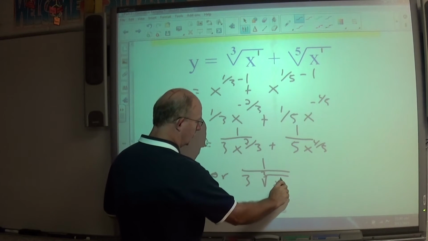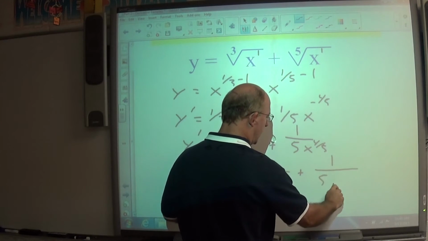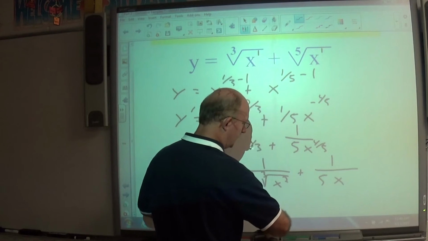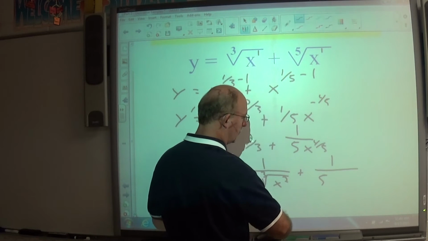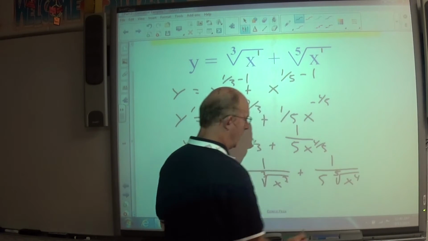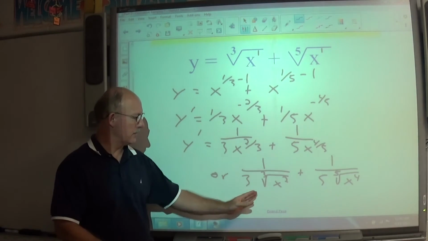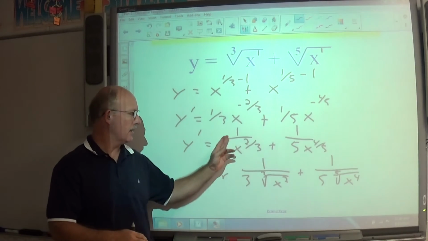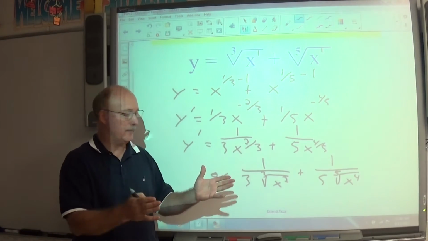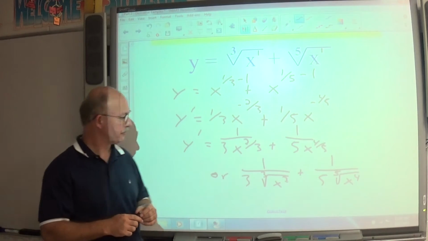It would be 3x squared under your radical plus 1 over 5x to the, so 5 times the 5th root of x to the 4th power. So if you've got to rewrite it all the way back into radical form, this is the way it will look. So it's easy enough. Get your rational exponent to get the derivative, then going from rational exponent form to radical form is easy enough.